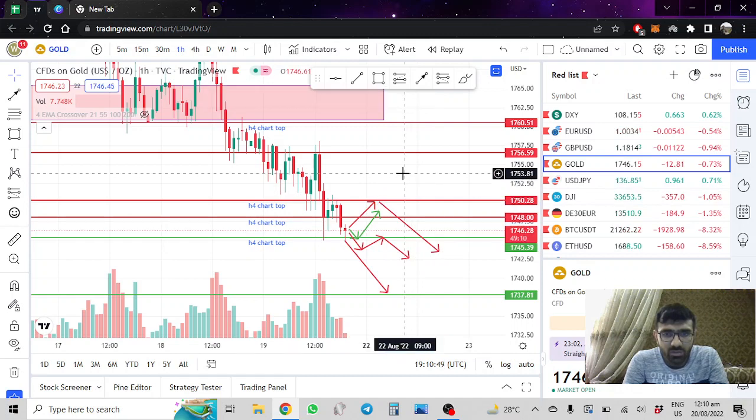Okay, so now we have set all traps for gold, and we hope that one of these scenarios is gonna be followed on Monday, 22nd of August. And well, that's all for the dollar, Euro USD, GBP, and gold for today.